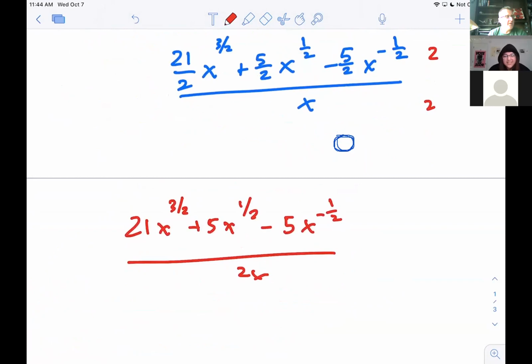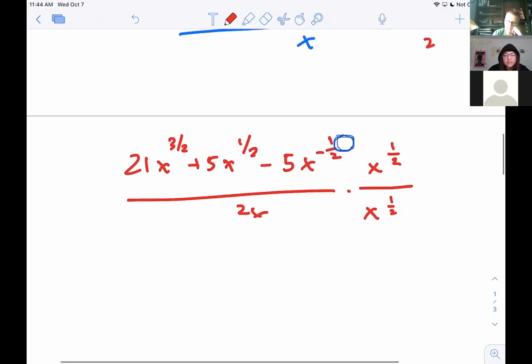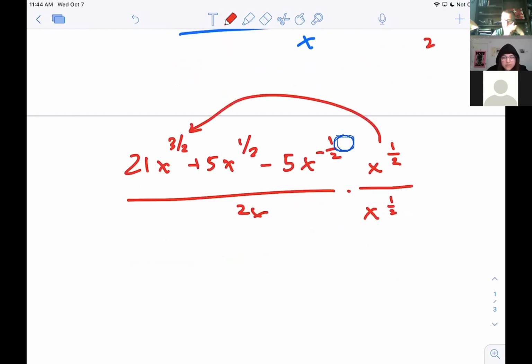Now here's something I doubt you would notice, but the same thing is true with the x's. What would happen if you multiplied the top and the bottom by x to the 1 half? Why did I pick that? They all have that in common. What happens to this term when you distribute that? You got to multiply that by everything. What's 21x to the 3 halves times x to the 1 half? It's 21x to the second power. Yeah, that's exactly right. That's really nice.